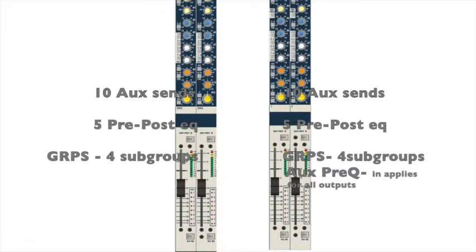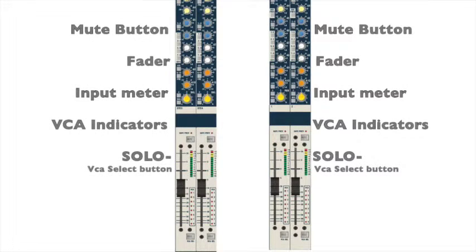Next section is the fader section, probably the most useful thing. So on every strip we've got a mute button, fader, input meter, VCA indicators, and solo button or VCA select button. Our input meter shows us how high the input level is on our strip. VCA indicators are showing which VCA subgroups we are sending our signal to.